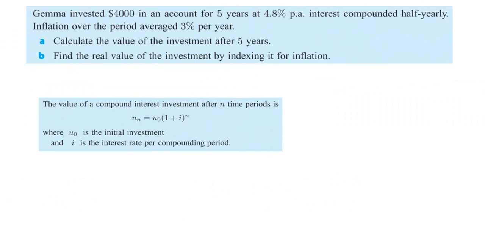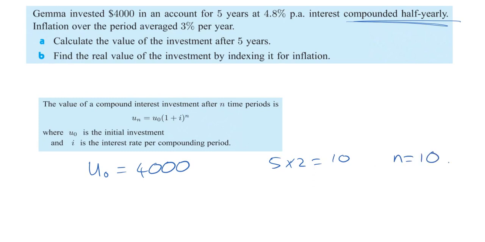So what about this? We have got Gemma. She invests 4,000 into an account for 5 years. So straight away, let's start writing things down. We've got 4,000 as U0. Now, we've got 5 years, and it's compounded half yearly. So 5 times 2 is 10. So this is telling us that the number of compounding periods we have to consider is 10, and N is 10.